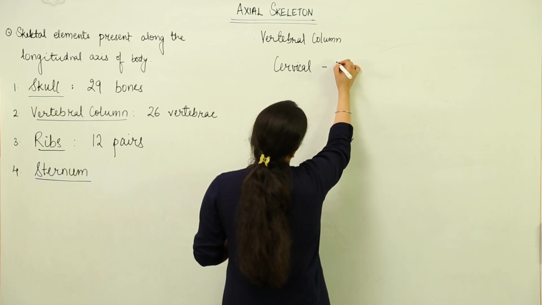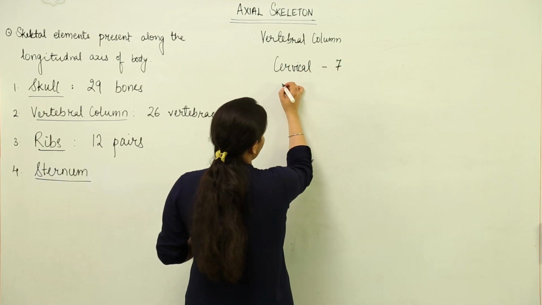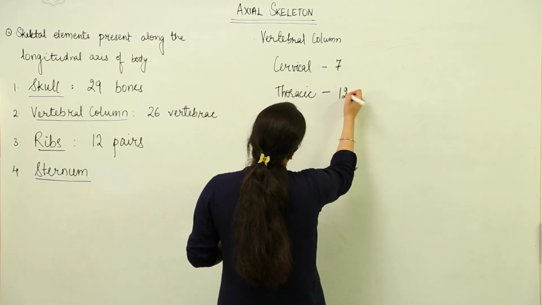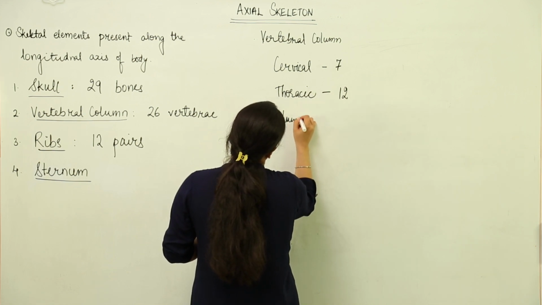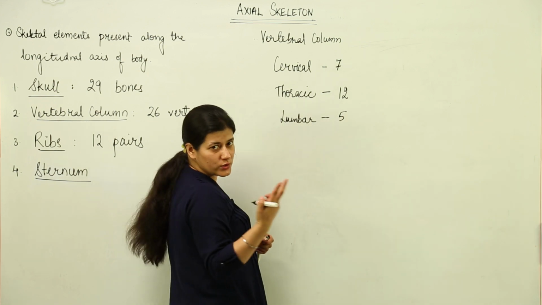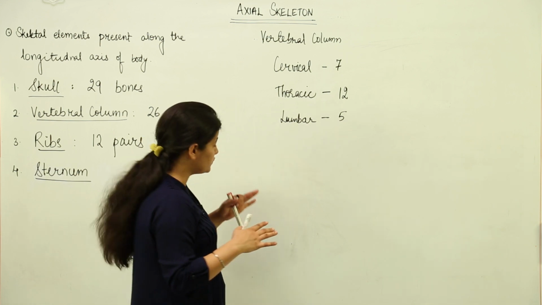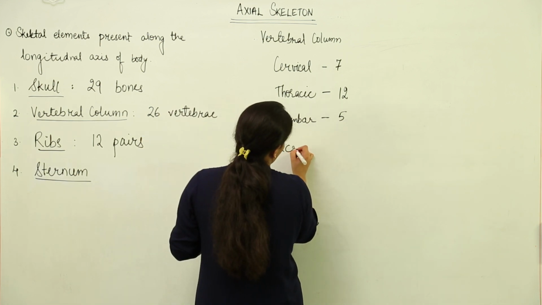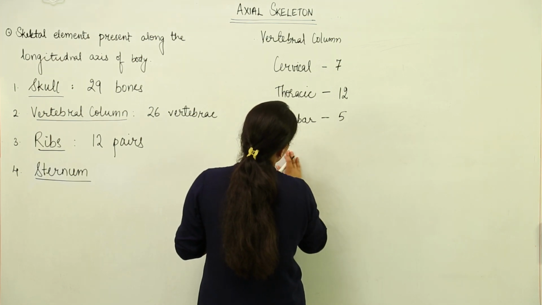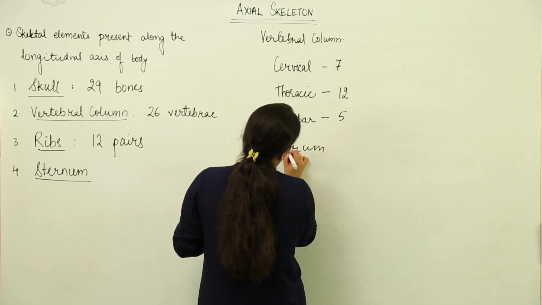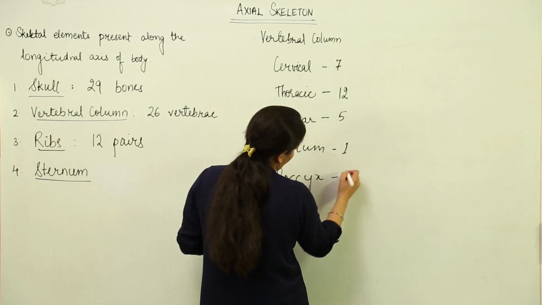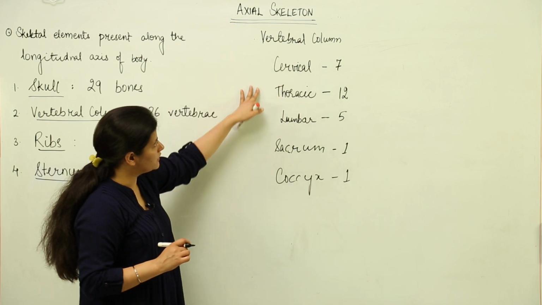The first 7 vertebrae are cervical, then we have thoracic vertebrae, which are 12 in number, then lumbar vertebrae, which are 5, then comes 2 fused bones. They are triangular bones having many bones fused together. The first fused bone is known as the sacrum, and the second one, where the vertebral column ends, is known as the coccyx. So this is what the vertebral column is all about.